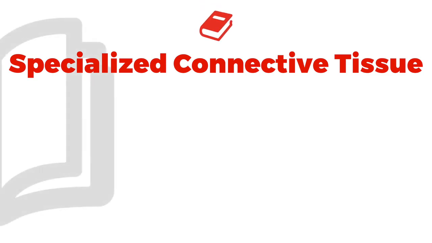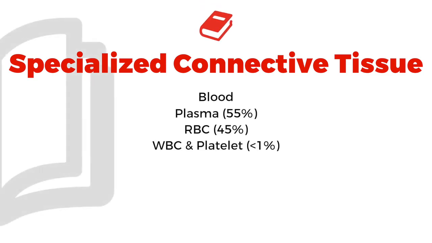All right, guys, let's get into specialized connective tissue. This is big, and I want you to get every single one of these questions right. So I'm going to coach you through this very carefully and make sure that we really get the key points, all right? The first thing I want to point out is if you look underneath blood, about 55% is plasma, 45% is red blood cells, okay? Now, if you think of it that way, the rest, which is less than 1%, is going to be white blood cells and platelets.